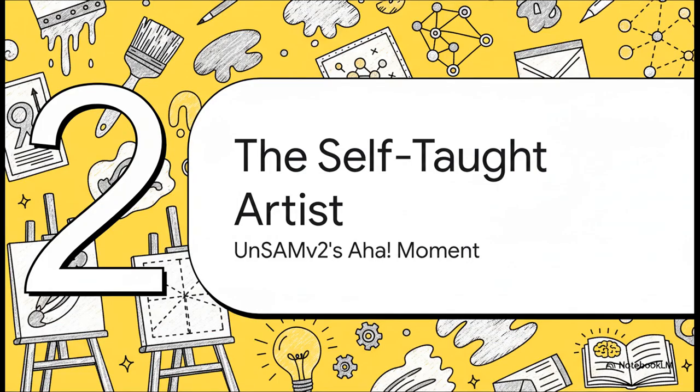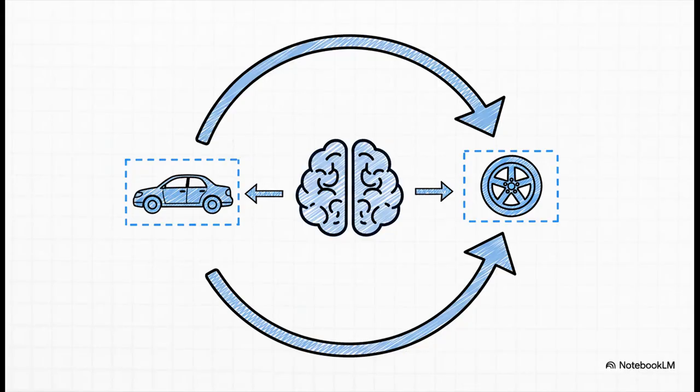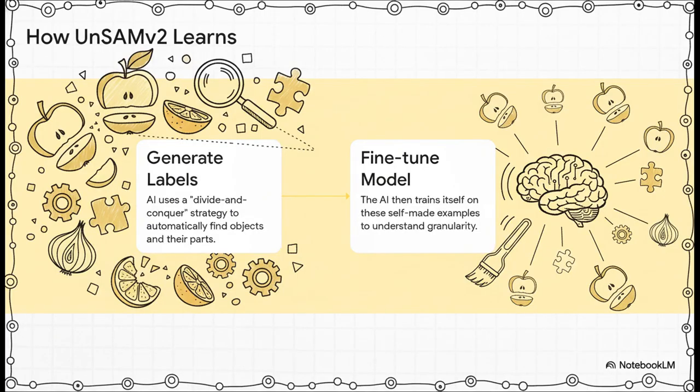And I love this analogy. Think of it as a self-taught artist. This is where the new model, UnSAMv2, has its big aha moment. And the big idea here is just so clever. Instead of spoon-feeding the AI millions of images that humans have painstakingly labeled, what if it could just teach itself? That's the heart of what's called self-supervised learning. The AI basically creates its own study guide, figuring out the relationship between a whole car and just its tire, all on its own.